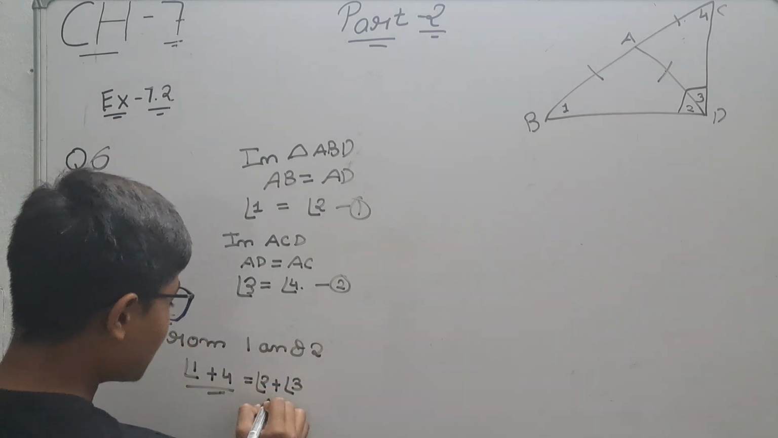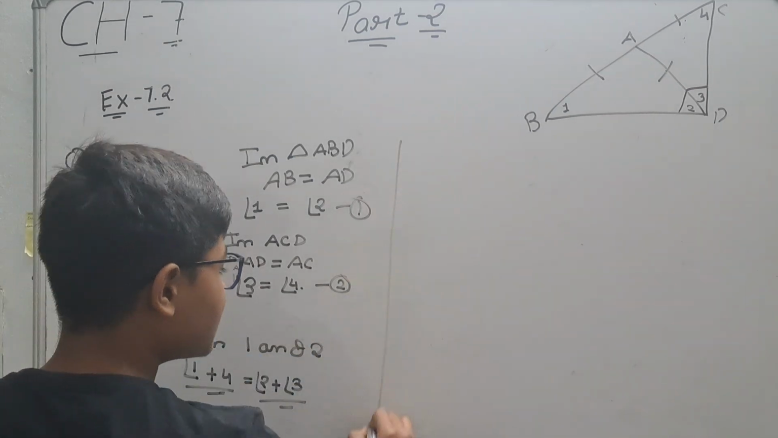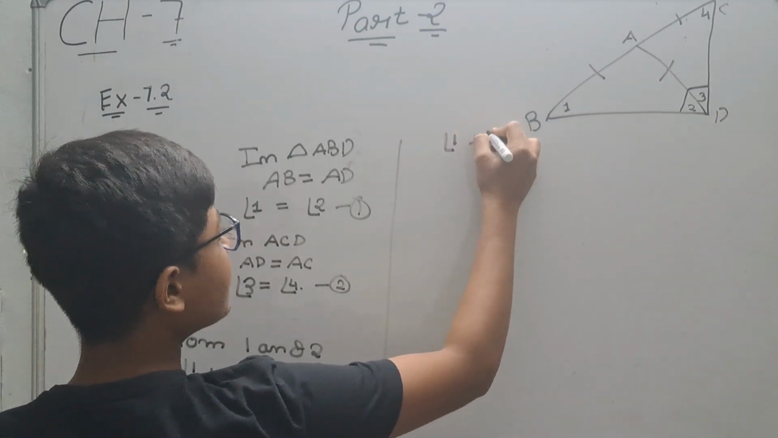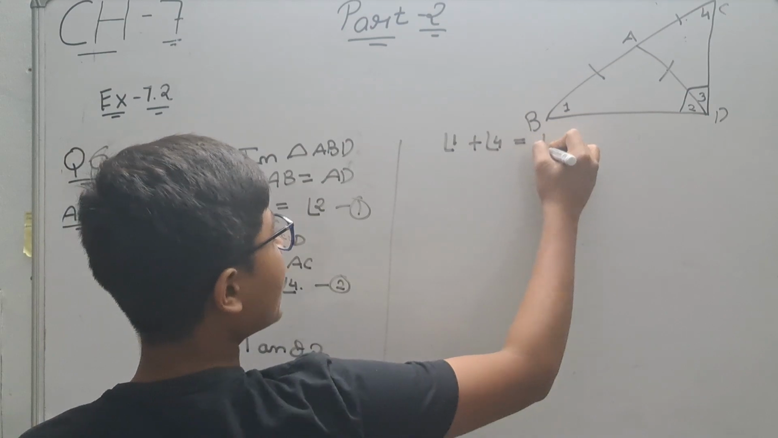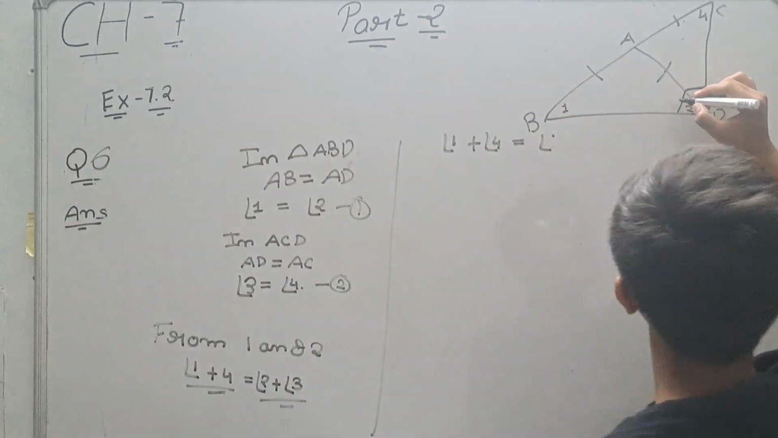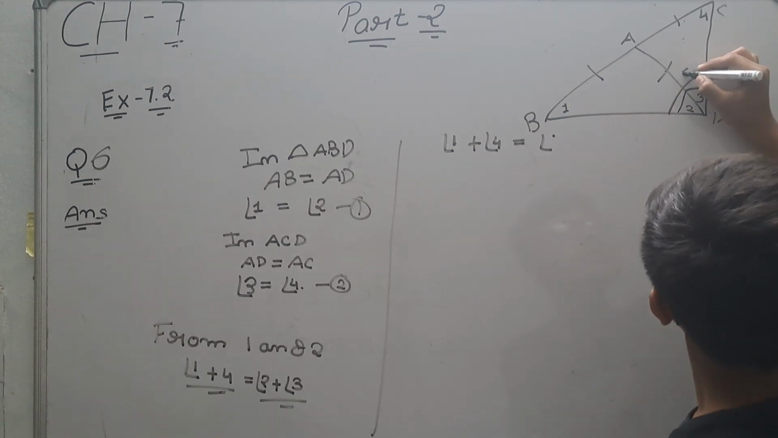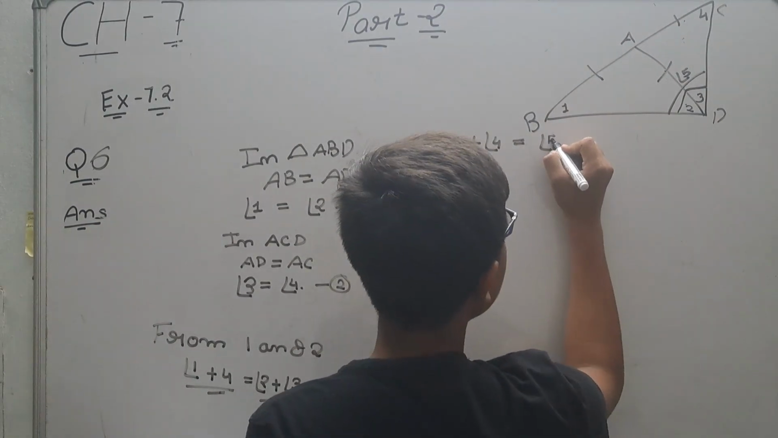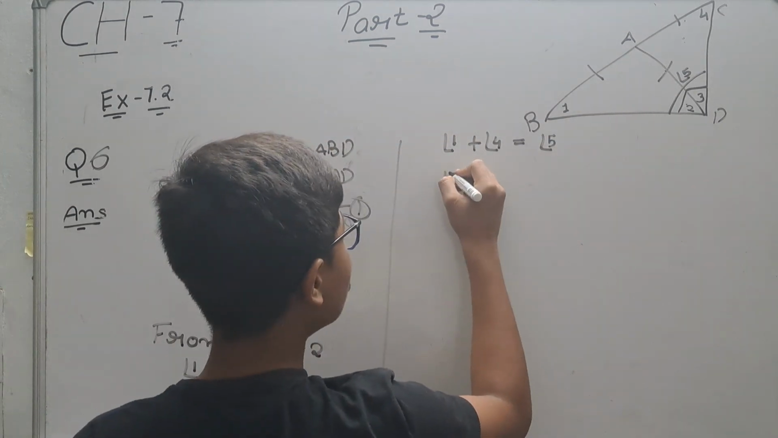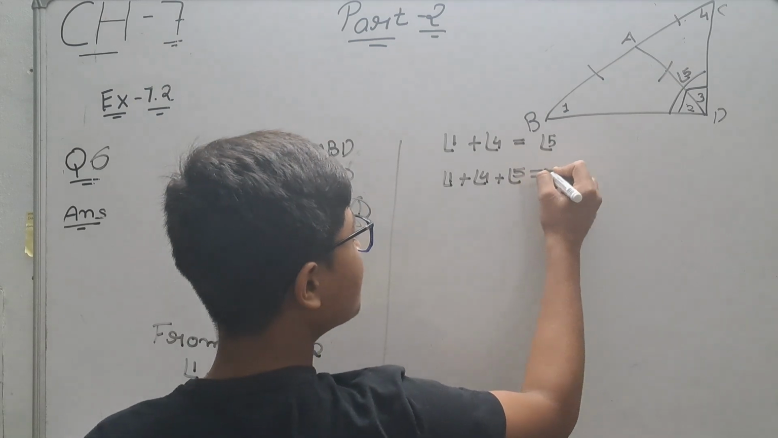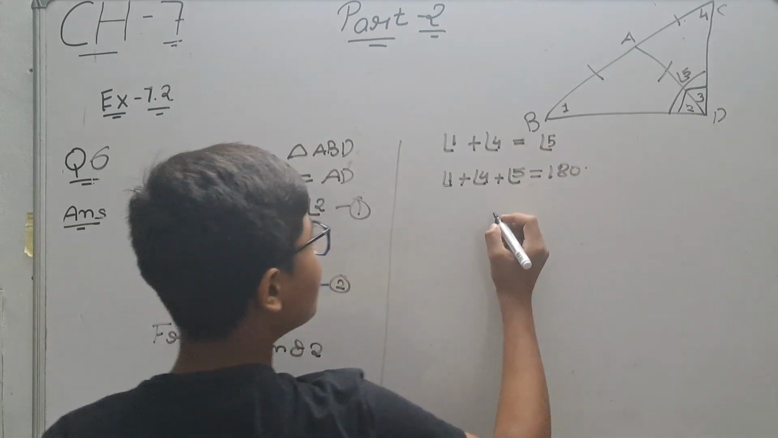So when we add, we will get angle 1 plus angle 4 is equal to, okay, this whole angle is called 5. This whole angle, angle 2 plus angle 3, is equal to 5. So we will get angle 5. So angle 1 plus angle 4 plus angle 5 is equal to 180.